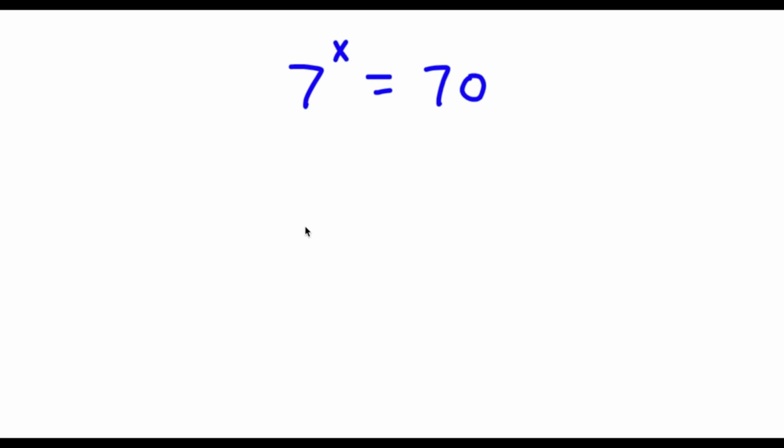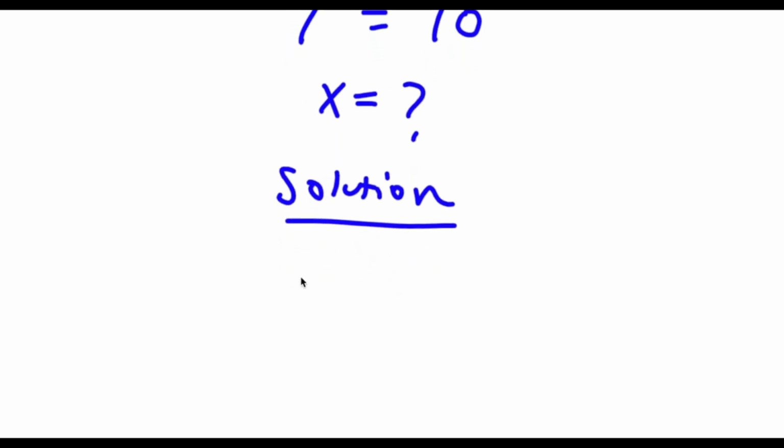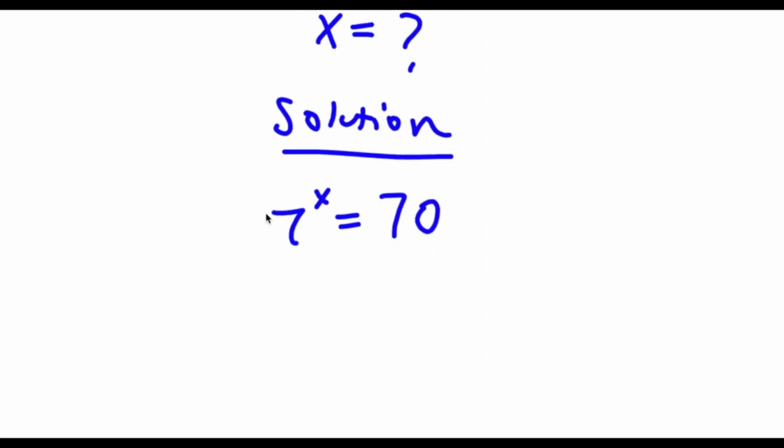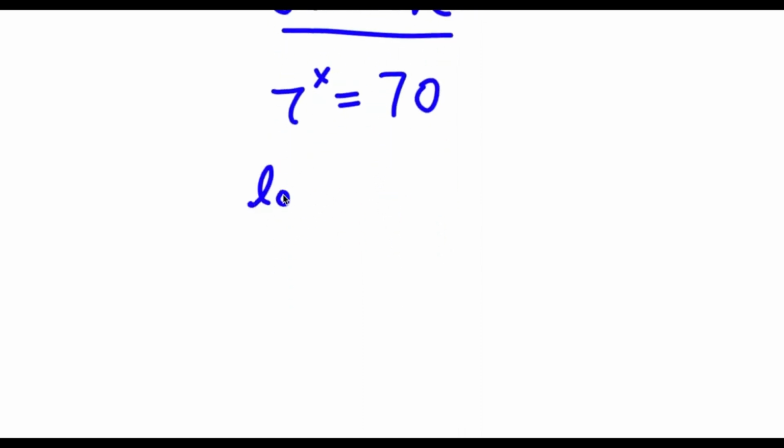Alright, so I have 7 to the power of x is equal to 70. So I want to find the value of x here. So for my solution, first start with 7 to the power of x is equal to 70. Now I'm going to take the log on both sides. So now I have log 7 to the power of x is equal to log 70.